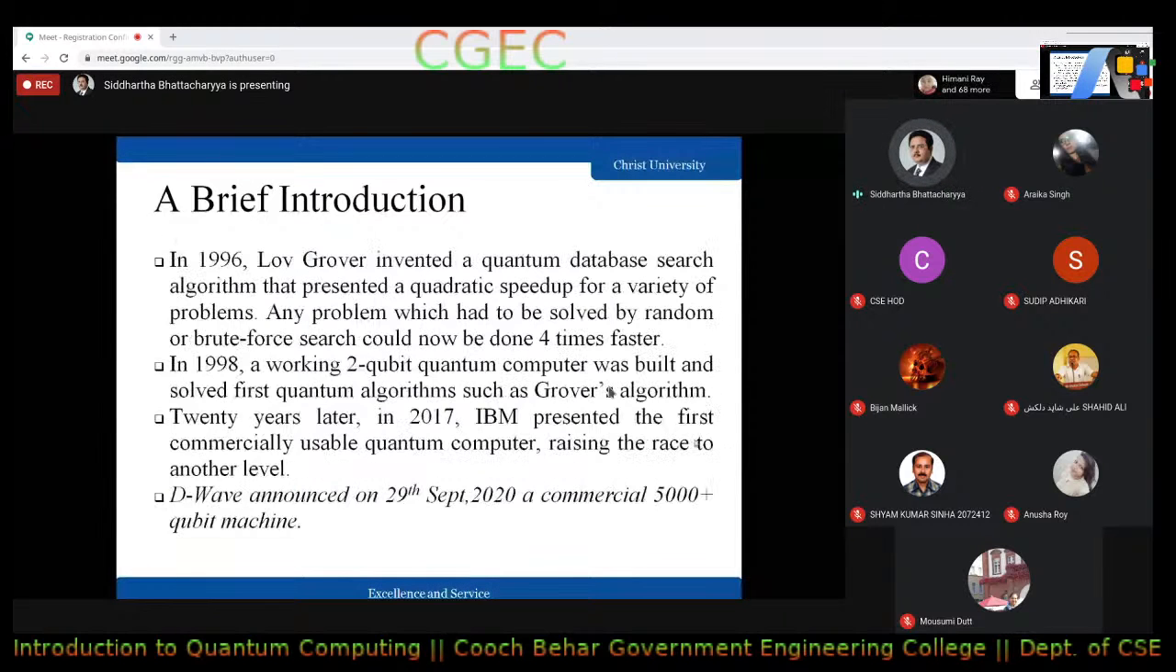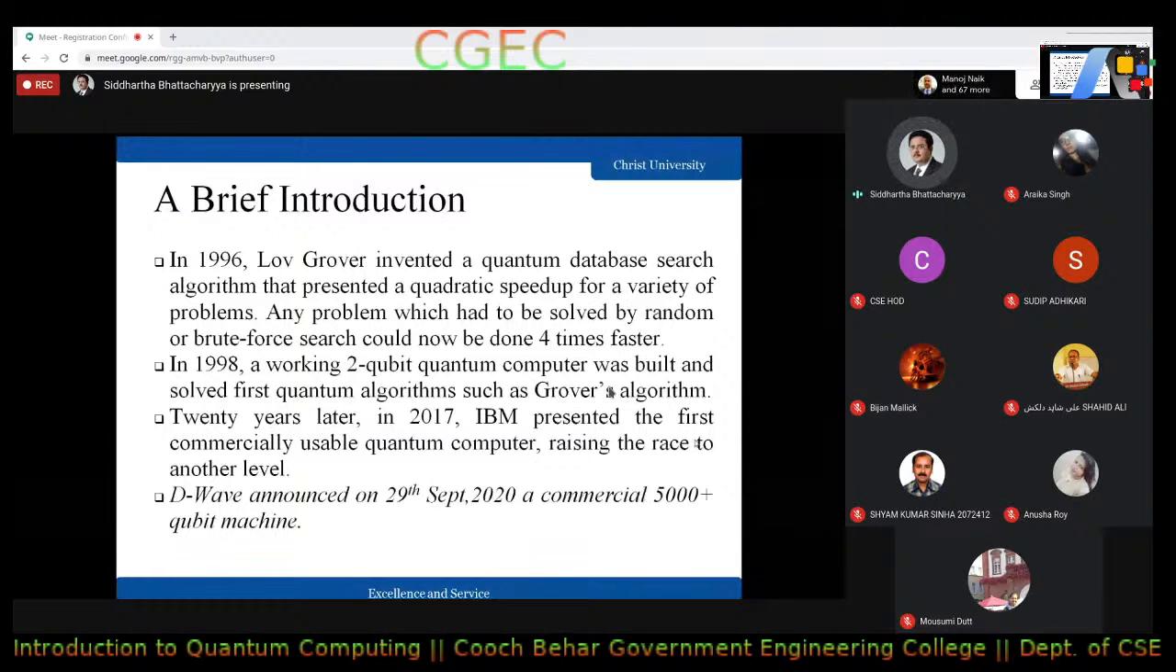Next, another thing in 1996, Grover came up with a database search algorithm having a quadratic speed up. Very fast one, okay. Any problem which had to be solved by random or brute force search could now be done 4 times faster. That means he came up with something faster than the presently existing techniques or algorithms for searching a database for some value.